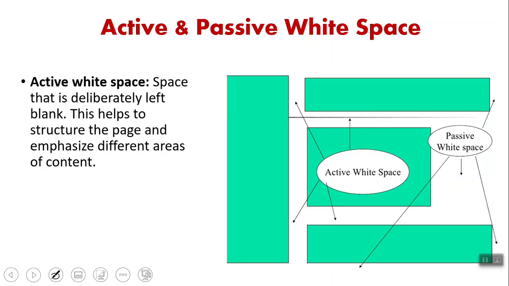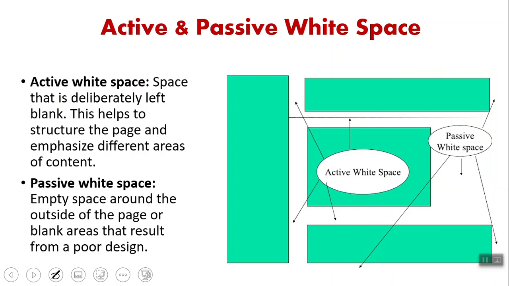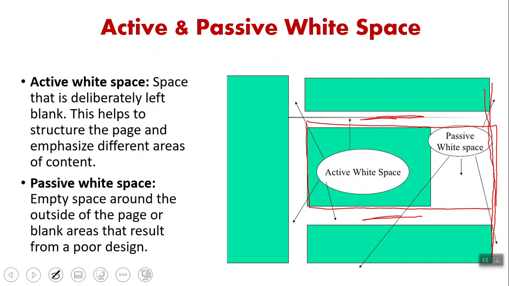But in some instances, passive white space happens because of poor design. So for example, with this picture, this image right here probably should have been extended to meet the same margins as this, and then we'd have more of that active white space between elements instead of passive white space that is not being used.